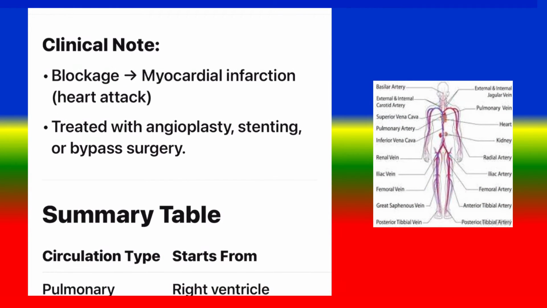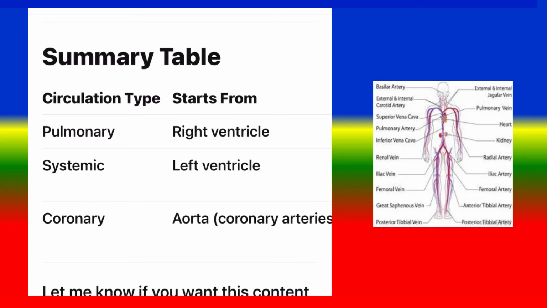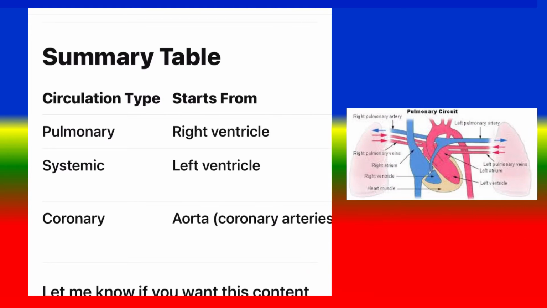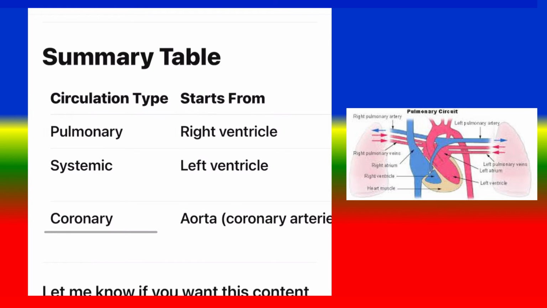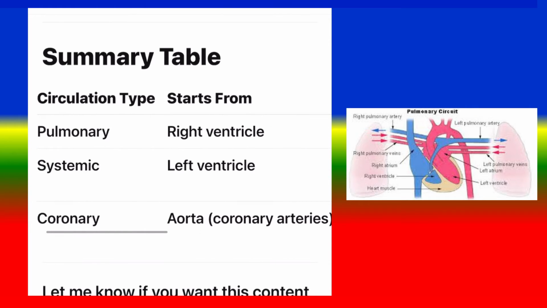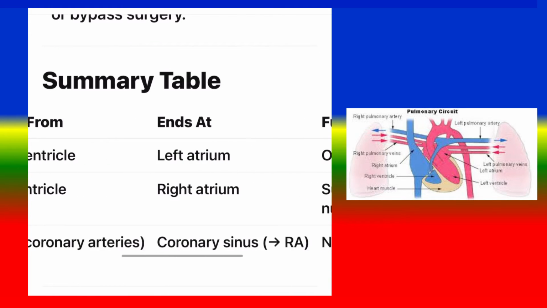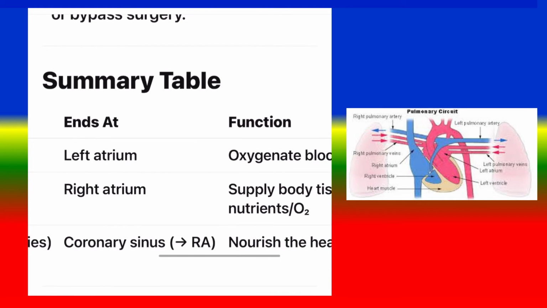Clinical note: blockage causes myocardial infarction, heart attack, treated with angioplasty, stenting, or bypass surgery. Summary table. Pulmonary: right ventricle to left atrium, oxygenates blood in the lungs. Systemic: left ventricle to right atrium, supplies body tissues with nutrients and O2. Coronary: aorta, coronary arteries, coronary sinus, RA, nourishes the heart muscle.